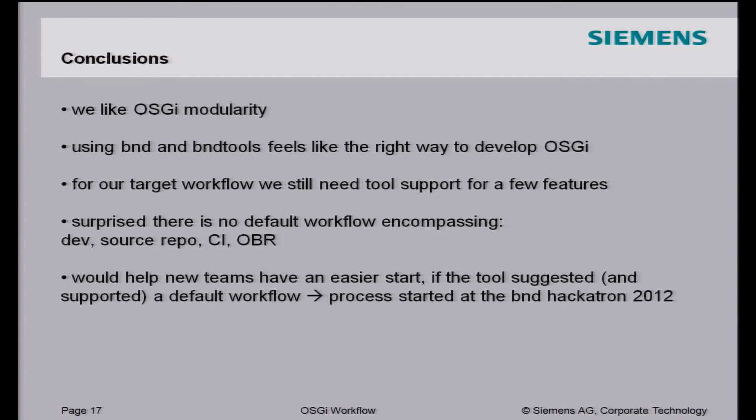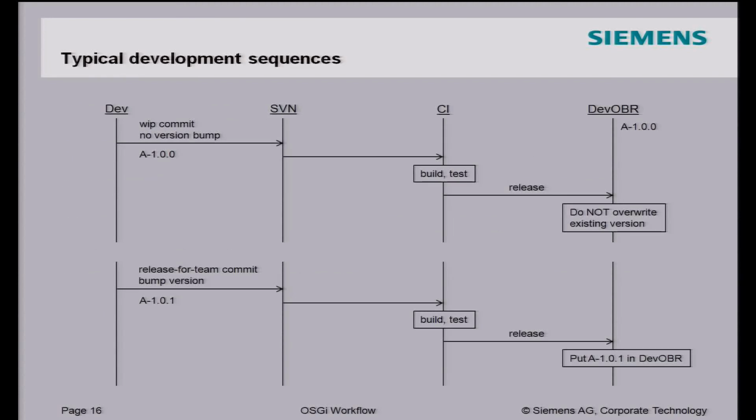There's a question here. Yeah, sure. Does this imply that every commit leads to a new release or a binary release towards that DevOBR? It may be towards the DevOBR, but not every commit. If you do not bump the bundle version, it will not get put into the DevOBR. It will just be ignored by the DevOBR.